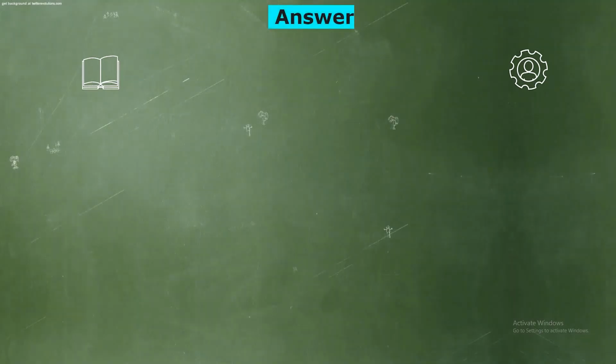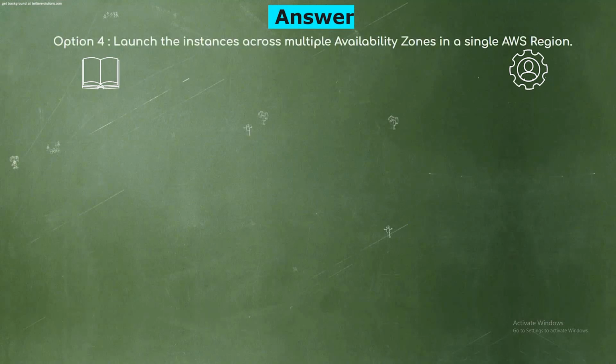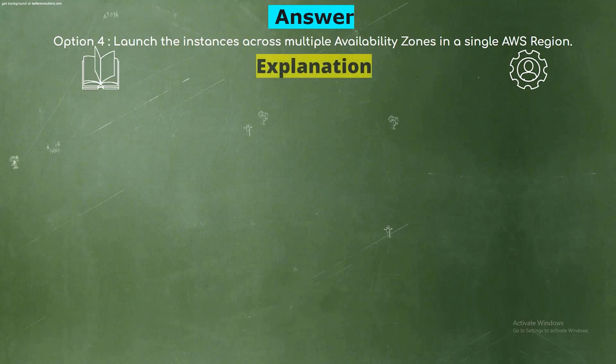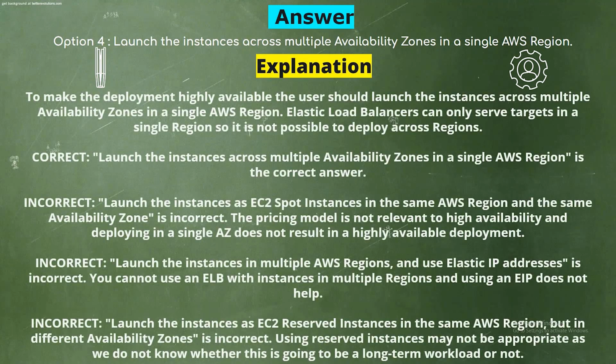And the correct answer is option 4. Launch the instances across multiple availability zones in a single AWS region. Explanation. To make the deployment highly available, the user should launch the instances across multiple availability zones in a single AWS region. Elastic load balancers can only serve targets in a single region, so it is not possible to deploy across regions. Correct. Launch the instances across multiple availability zones in a single AWS region is the correct answer.